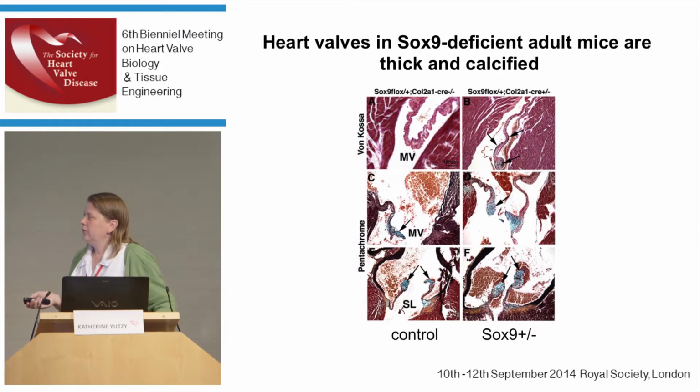But interestingly, the heterozygous mice survive, but as adults, we see that the loss of SOX9, which again leads to what we think is a reduction probably of the proteoglycan component, we see increased calcification indicated in black here. We also see some thickening of the valves, both in the mitral and the semilunar position.